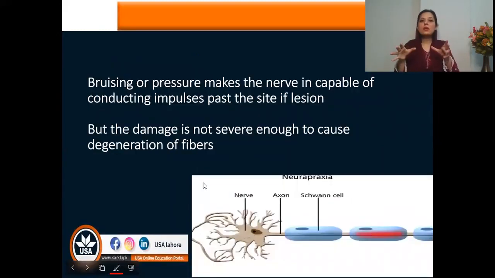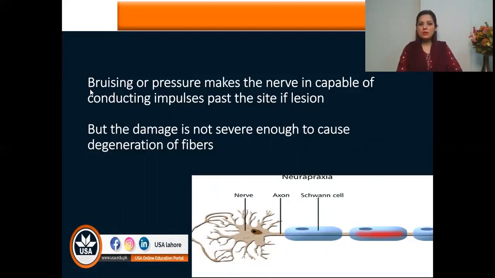While in neuropraxia, what actually happens is there is some compression over the nerve that is going to cause either a partial blockage or a complete conduction block. What we have to do is remove this compression. We have to deal with this compression that is going to suppress the nerve. This can be due to some injury or due to some inflammation or inflammatory activity that is going to compress the nerve.